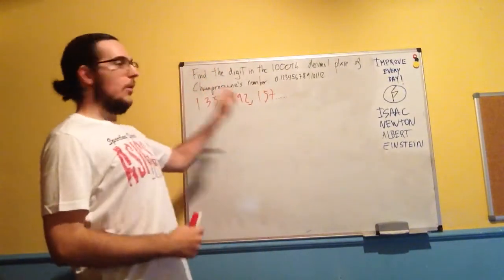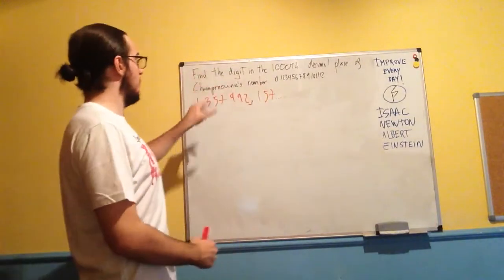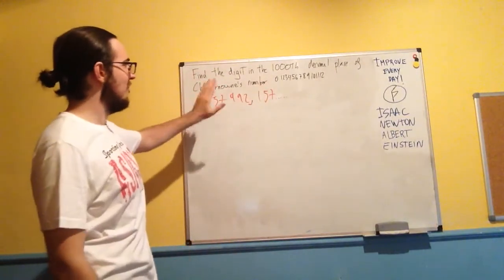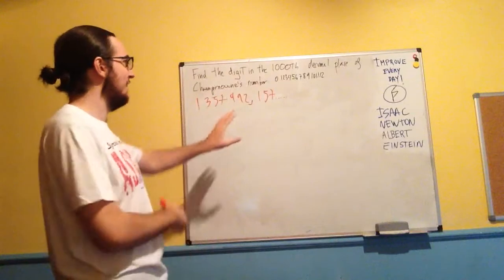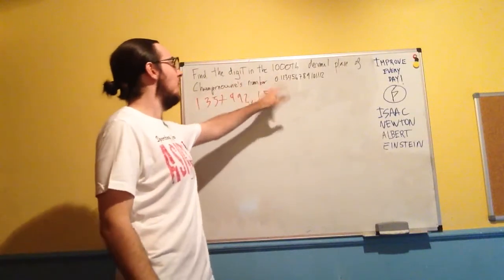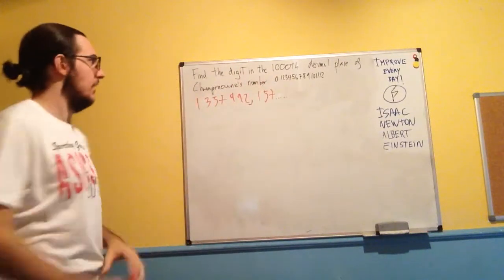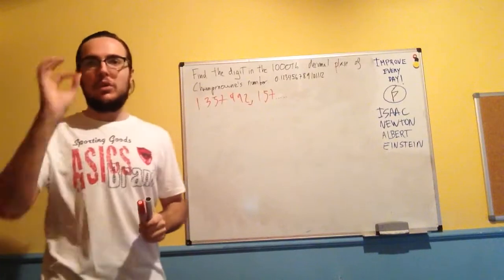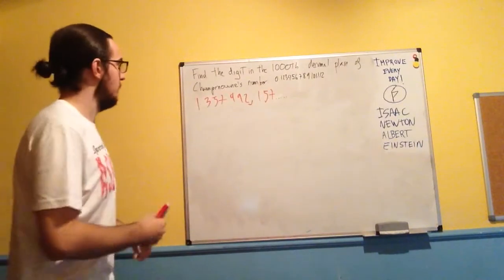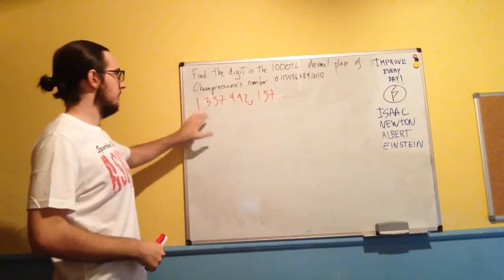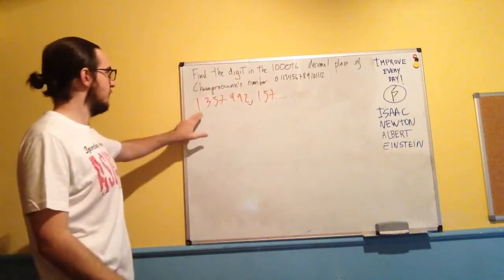Find the digit in the 1,000th decimal place of Champernowne's number, sorry for the pronunciation, I did my best, 0.12345, etc. But first of all I want to talk about place values. So let's analyze this number and its positions.